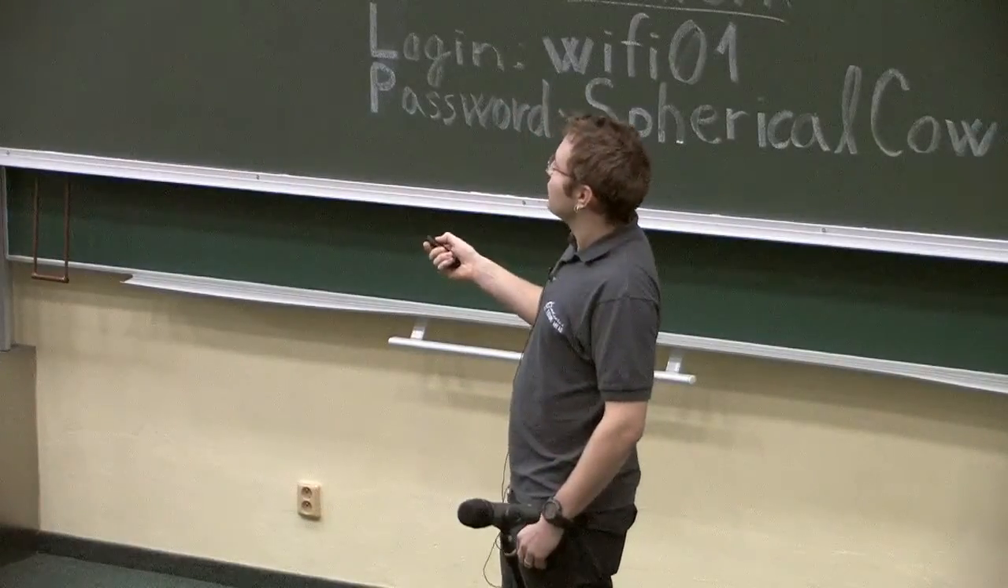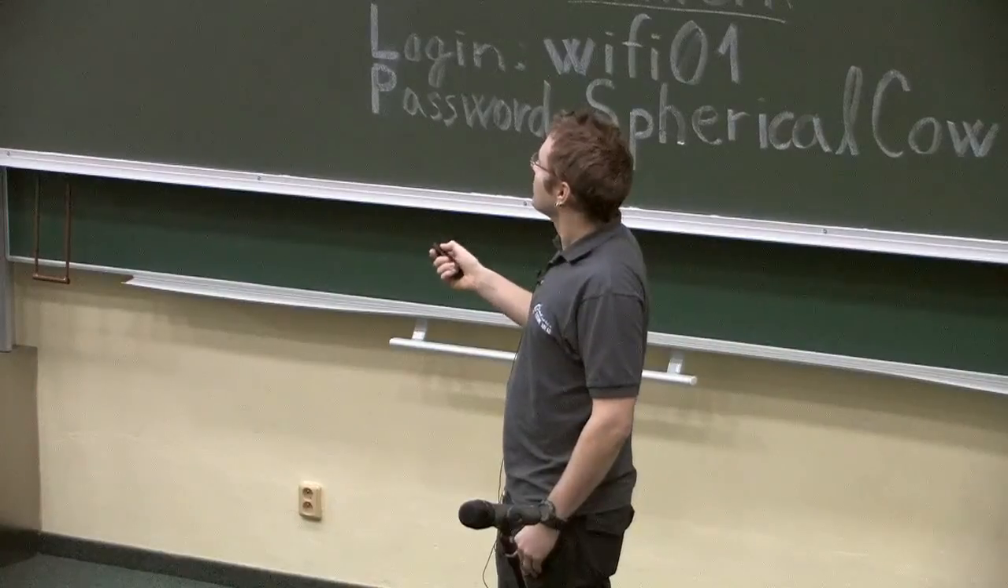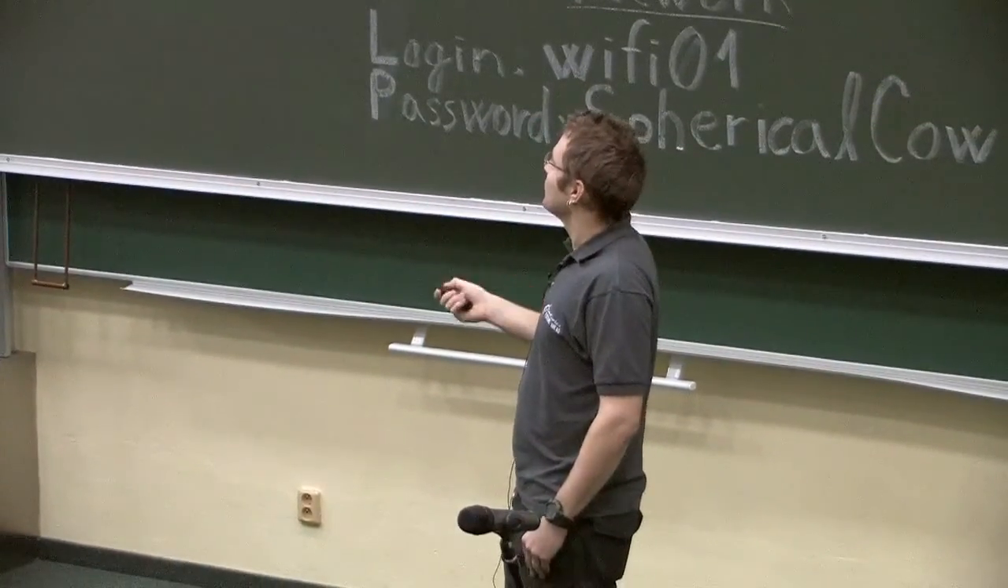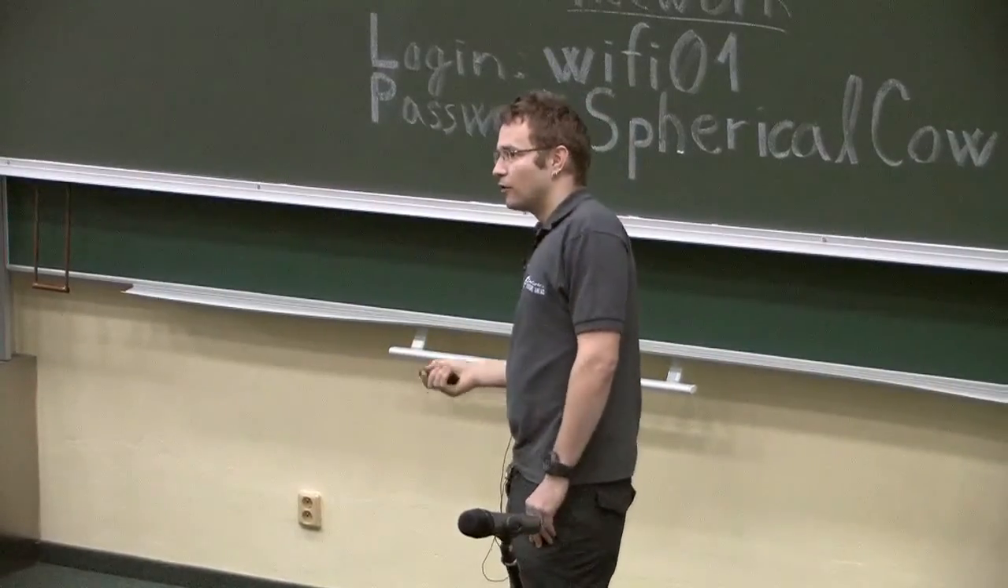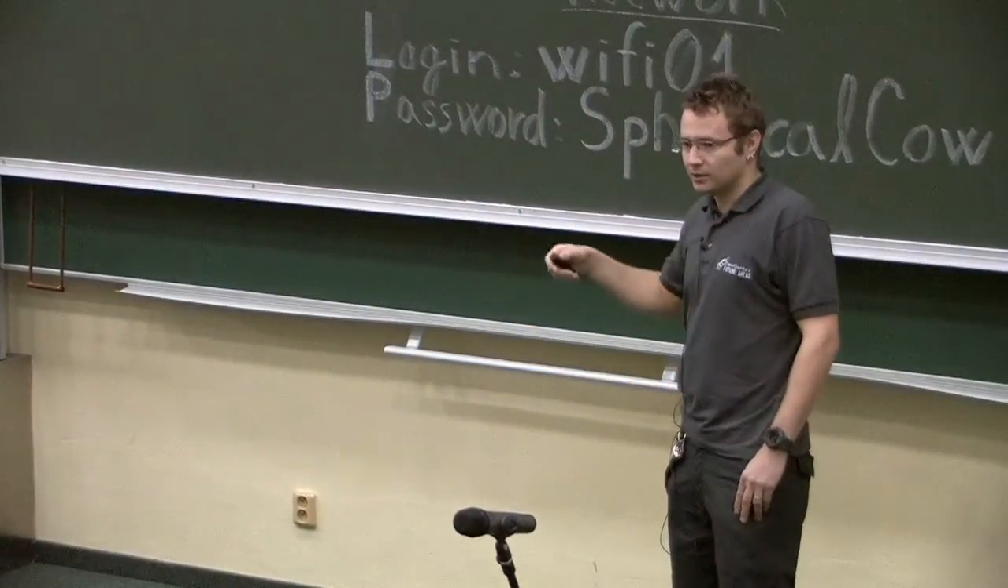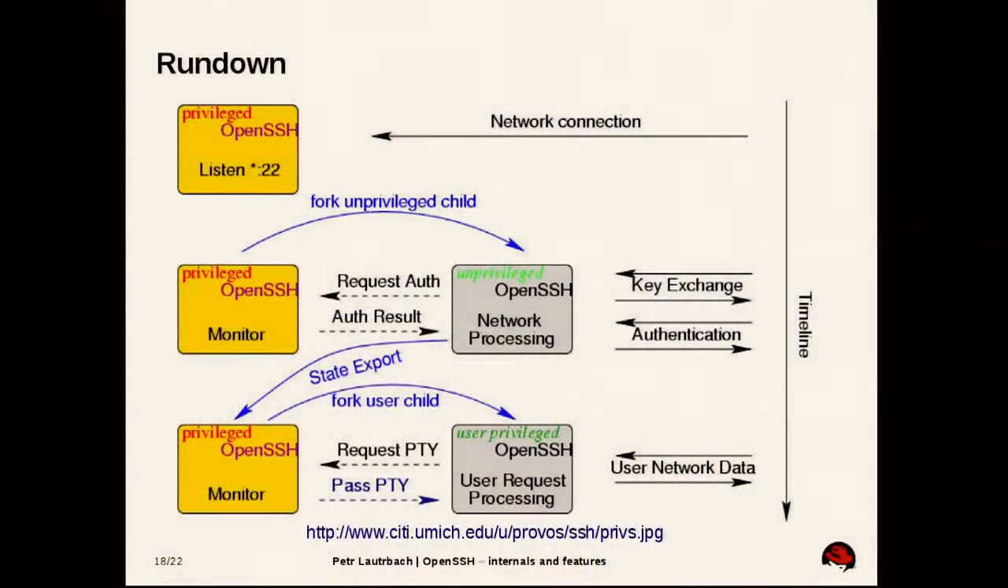This unprivileged child does all the network processing. It accepts the connection, sends the banner of the server, receives the banner of the client, and communicates with the client. When the authentication is over, the unprivileged child exports its state back to the monitor, because a process in Linux can't change its UID during its lifetime. So it has to export its state to the monitor.